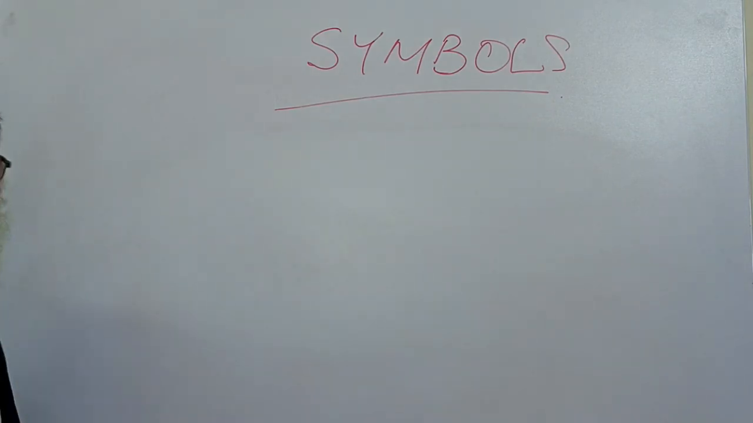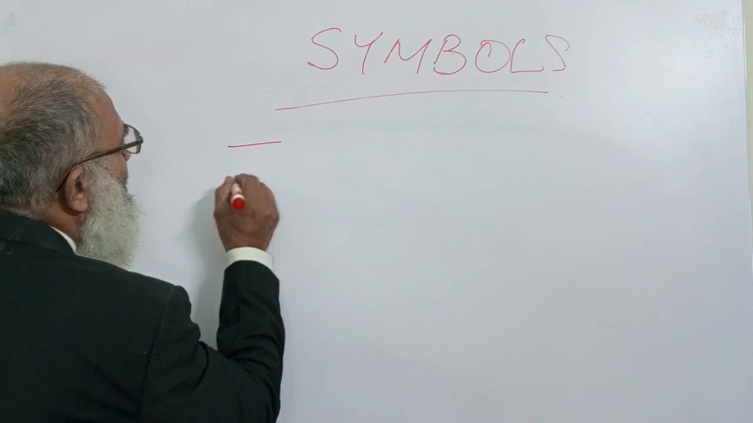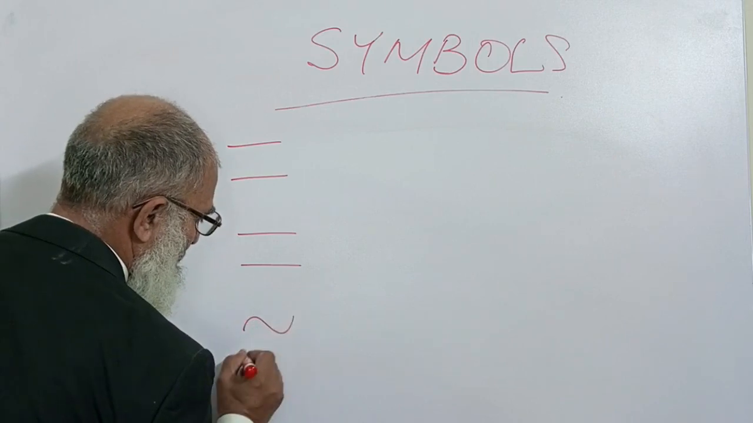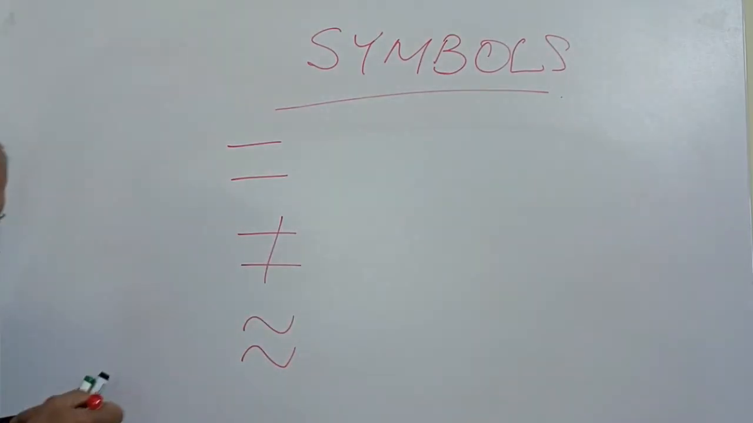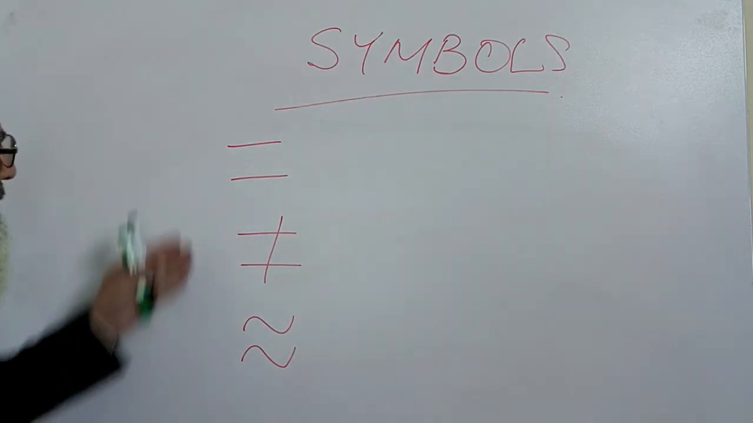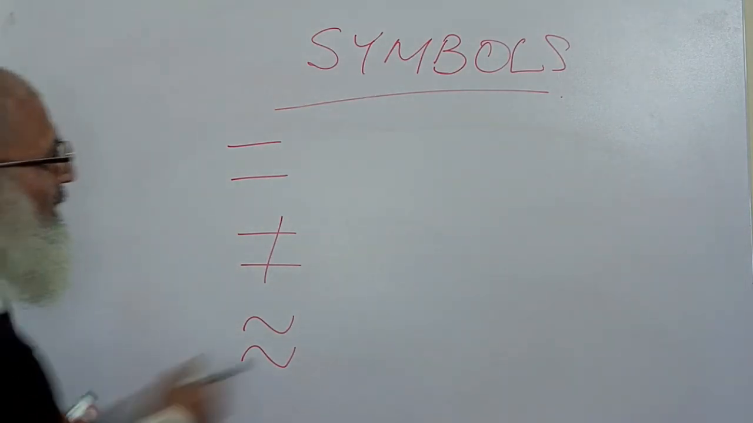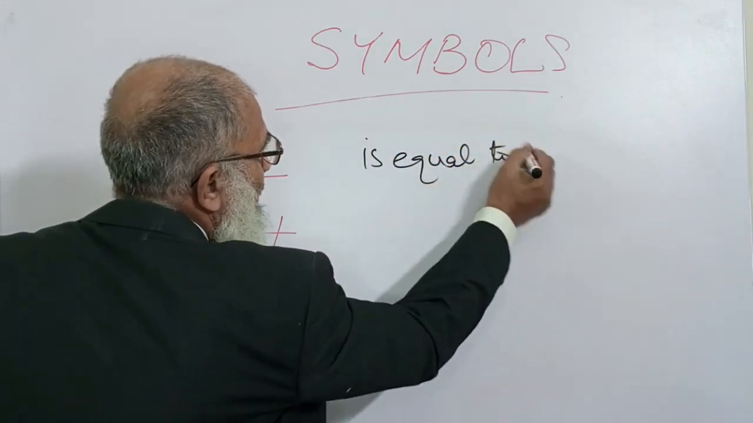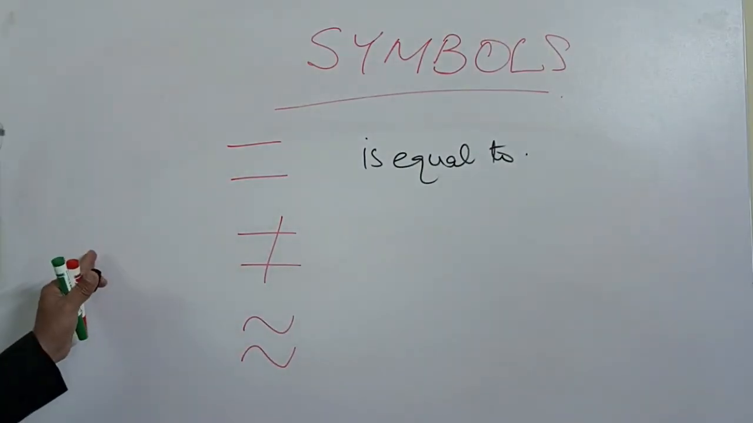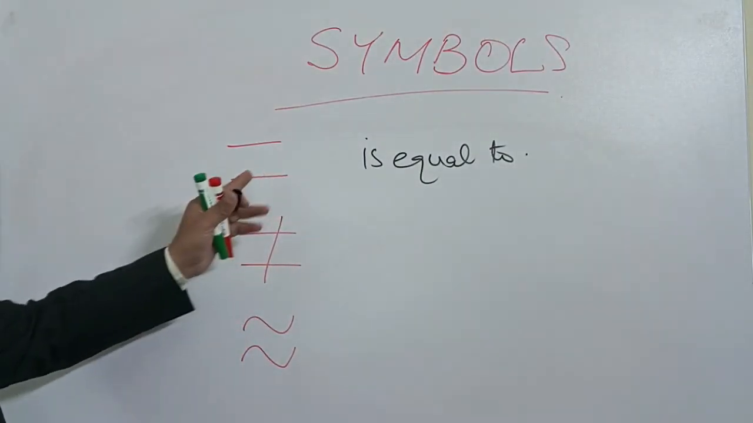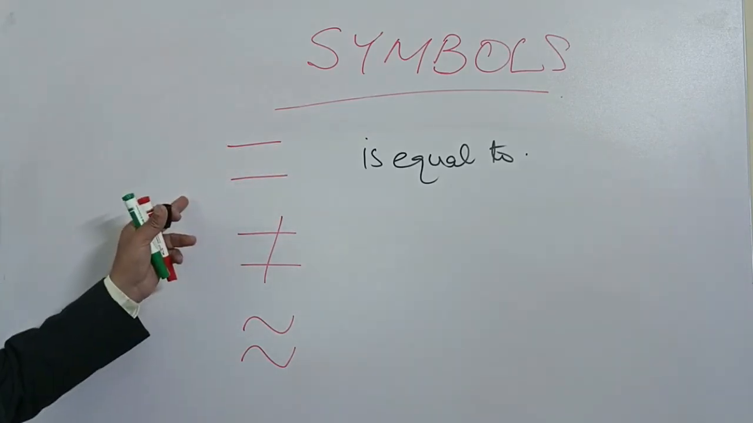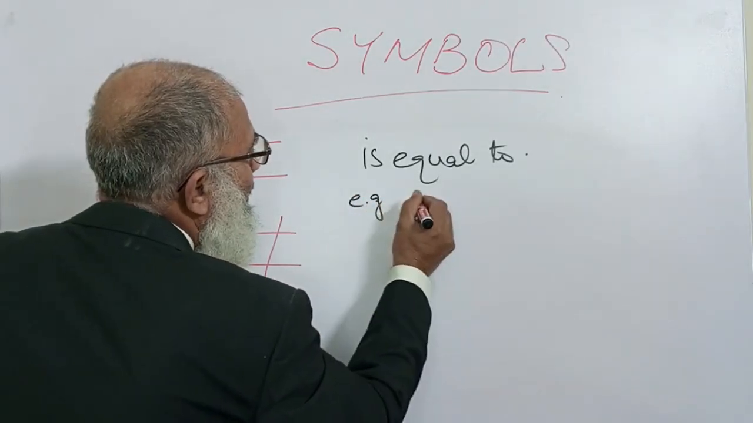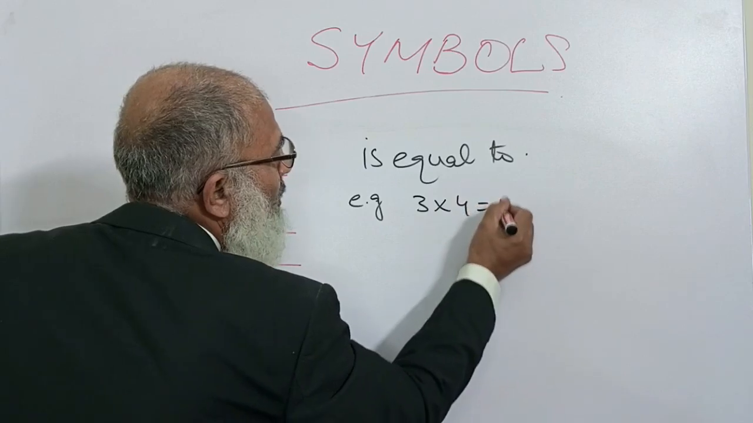First of all, I'll write three symbols. Now, these three symbols, what do they say? Is equal to. When the left hand side is equal to the right hand side, we put this sign or symbol over here. Just for example, 3 multiplied by 4 is equal to 12.